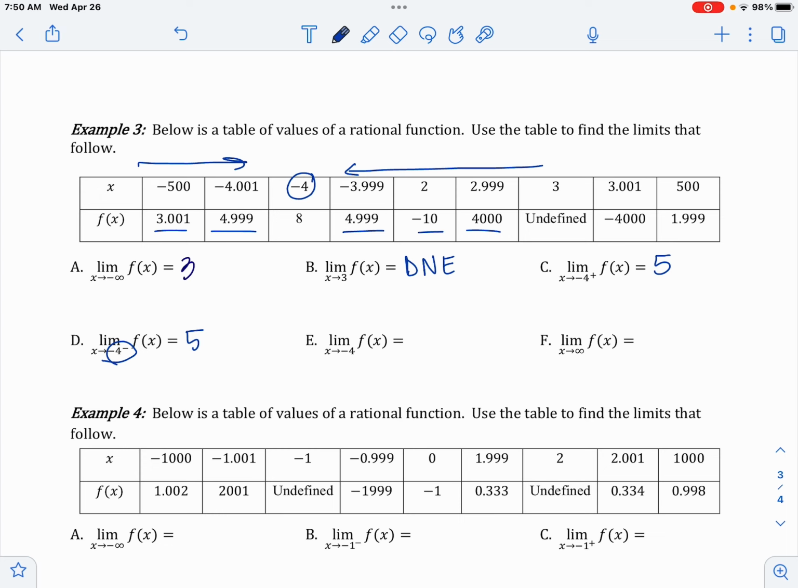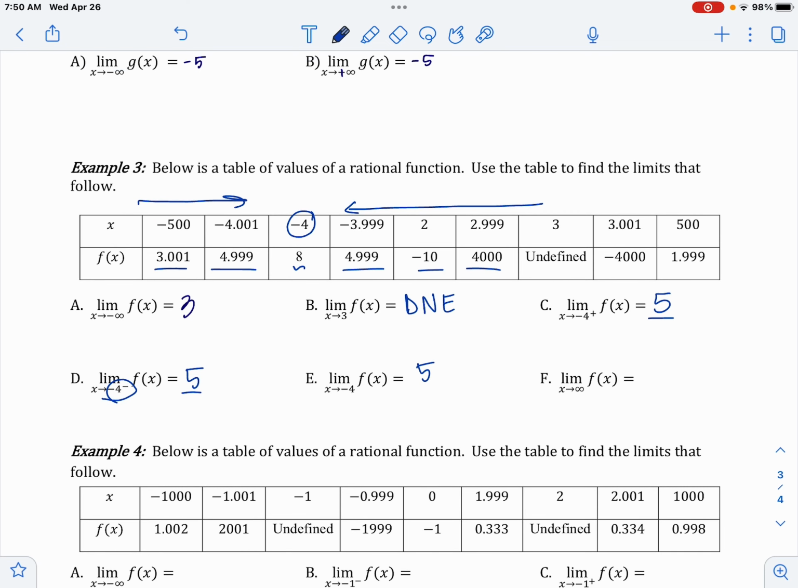And then I want the limit as x approaches negative 4. So if you look at this, they match: 5 and 5. So the limit's 5. Now you might be looking at this and saying, wait, there's an 8 right here. What you have to realize is that this is going to be a removable discontinuity. You are doing it correctly. So it might look something like this, and then there's a point up here, right? You're still approaching a value of 5 from the left and right.